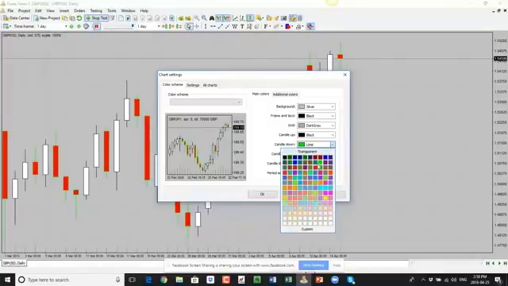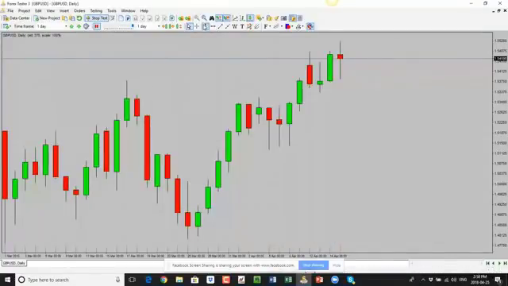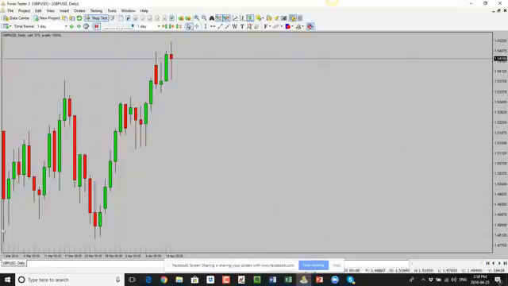So for the candle filler, I need the filler to be green for the up candle, and so this one's just a little bit easier on the eyes. Okay, so this is what we have.